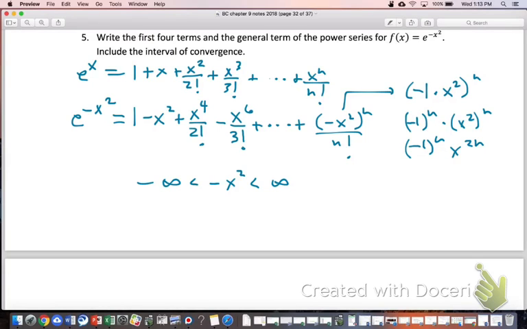Yeah? Just infinity again? Yeah, it's kind of interesting. If you divide by a negative, you end up with positive infinity is greater than x squared, which is greater than negative infinity. It's kind of the same relationship, just said backwards.